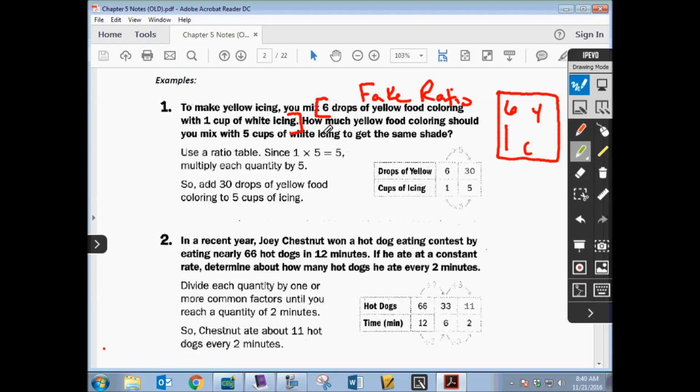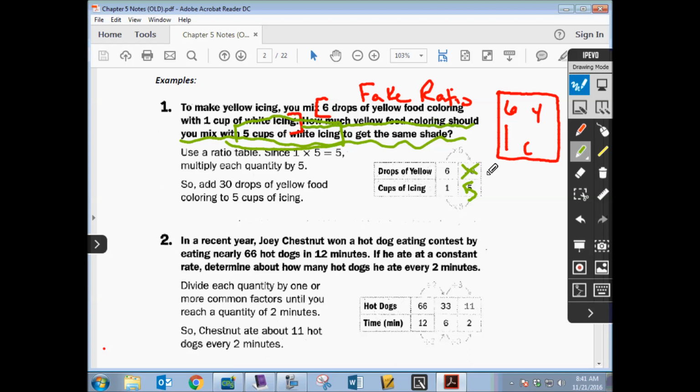Remember, the question is always going to have what I call the real information, or the real ratio. And they're either going to give you an actual piece of real information, and then they're going to ask you for a real piece of information. In this case, they gave us that we have 5 cups of white icing. Do you guys all see that? That is my real information. So really, on yours, guys, this would be blank right here. And you'd have to figure this out.